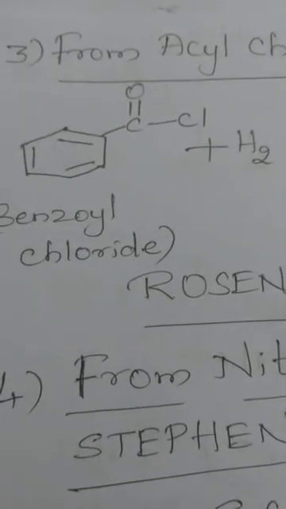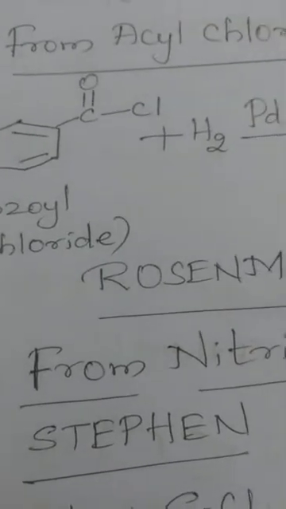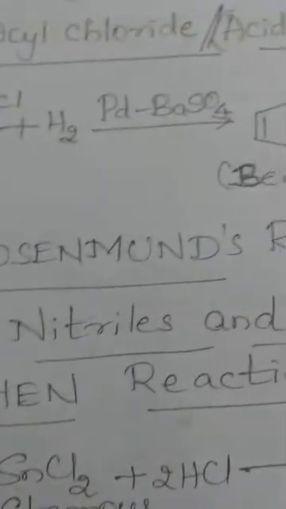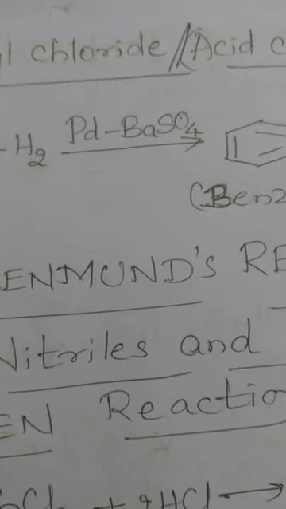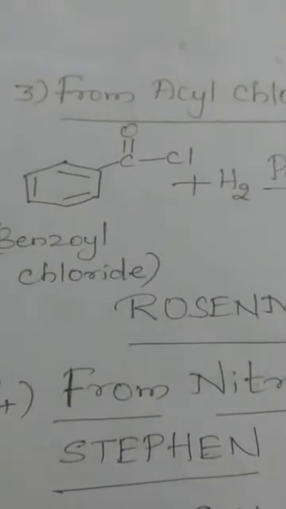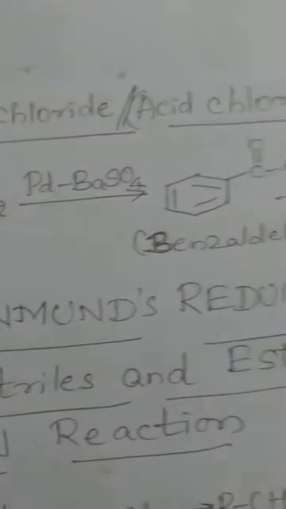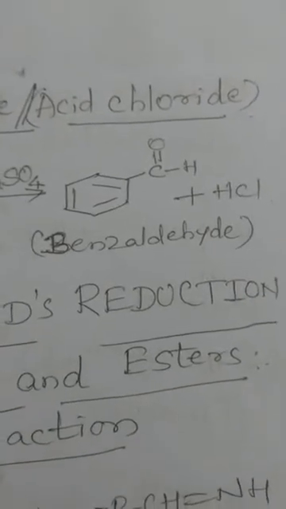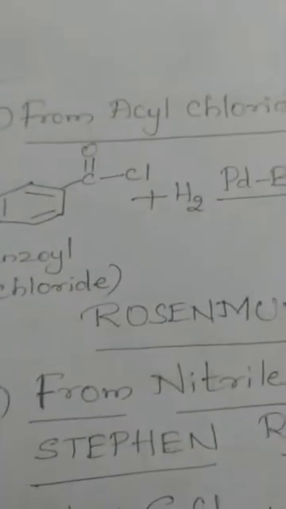So benzoyl chloride reacts with hydrogen, H2, in the presence of palladium, the symbol for palladium is Pd, supported over barium sulfate, BaSO4. The Cl of benzoyl chloride is replaced by H, so that you will get the product benzaldehyde, C6H5CHO, plus HCl. So this is a named reduction reaction called Rosenmund's reduction.